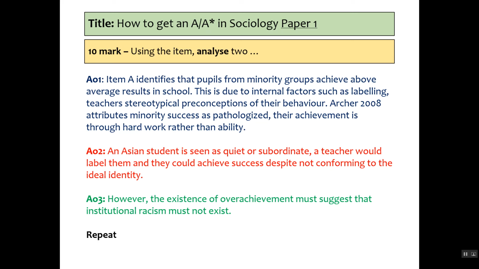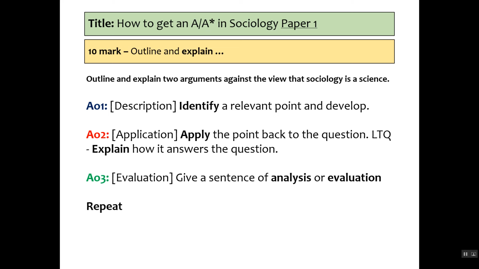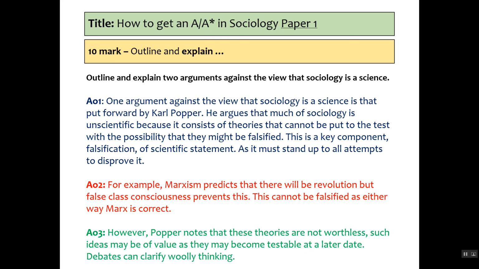Signpost it. Literally. Now, for the second type of question that comes up in method in context, it's outline and explain two arguments against a view. Now, in this case, it's the view that sociology is a science. Again, the same kind of structure, but this time you can talk about any relevant points so long as they go beyond the simple and are developed. You must apply them back to the question with a clear chain of reasoning and link it back, and also give a sentence of analysis or evaluation.